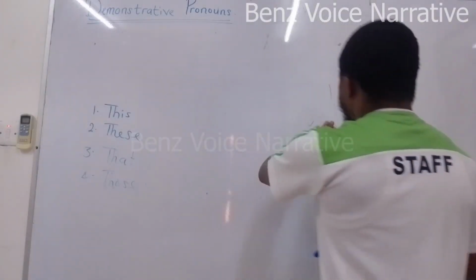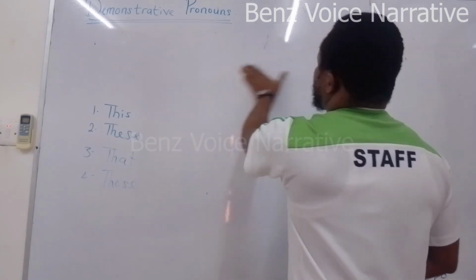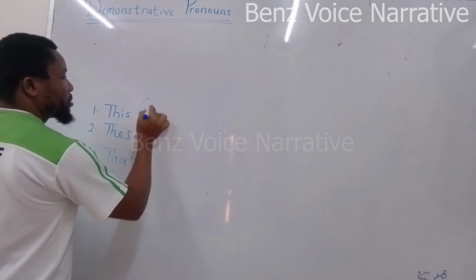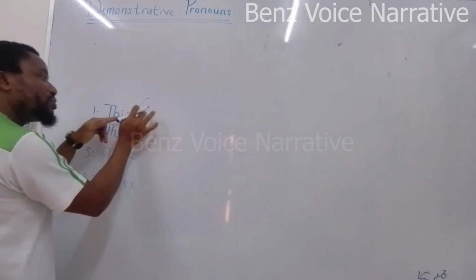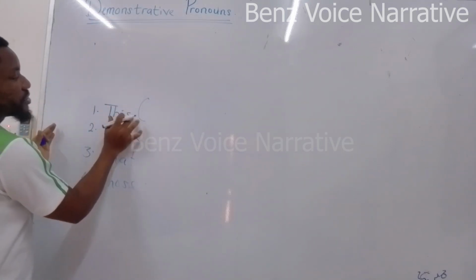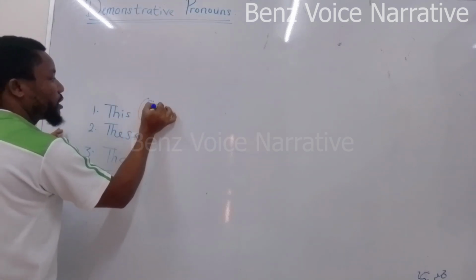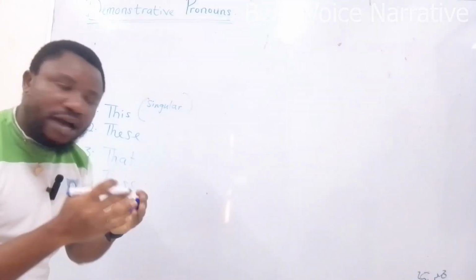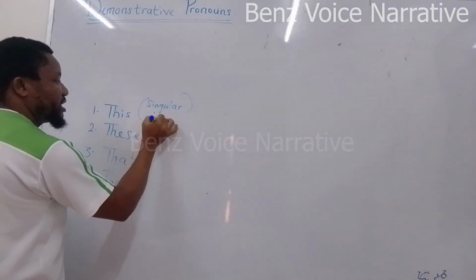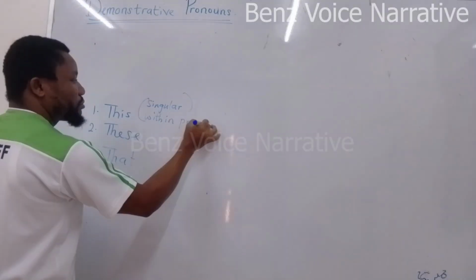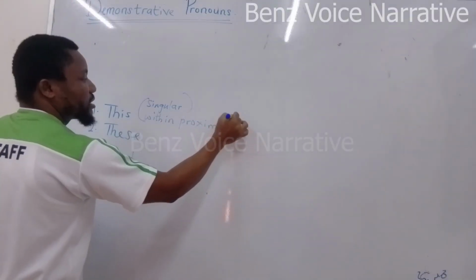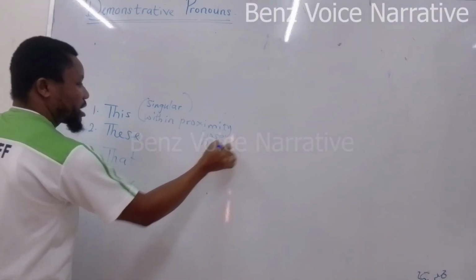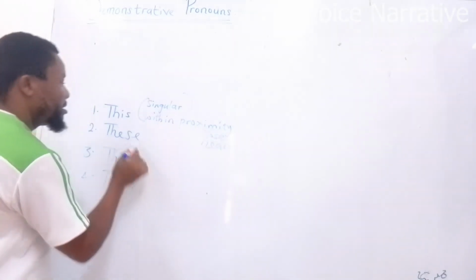As we've said in the video on demonstrative adjectives, this is a singular pronoun, not a singular adjective now. A singular pronoun that is used to replace a noun that is within proximity. What that means is close: a noun that is close, something that is near, an object that is near to the person speaking.